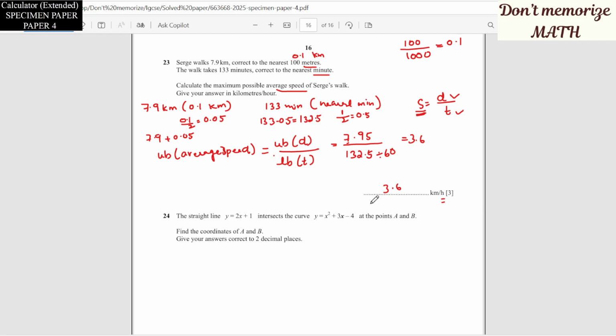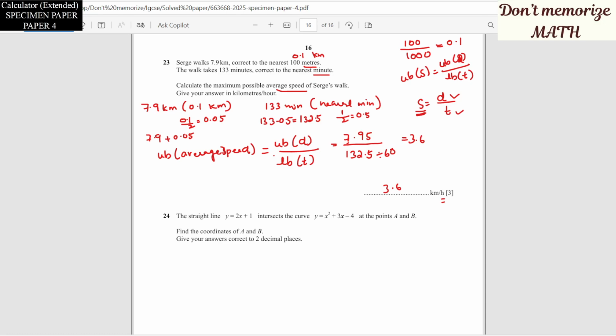Okay, so you have to be very careful, because this part is very important. If you have division or subtraction, the second one will be the opposite. What I mean is, if you are finding the upper bound of speed, the numerator will be the upper bound of distance, but the denominator will be the opposite one, that is the lower bound of time. I hope it is clear for you.